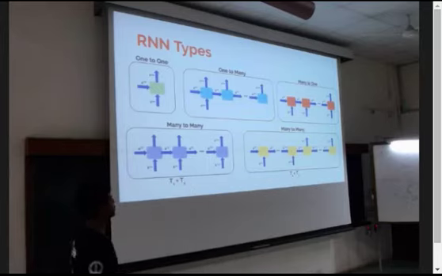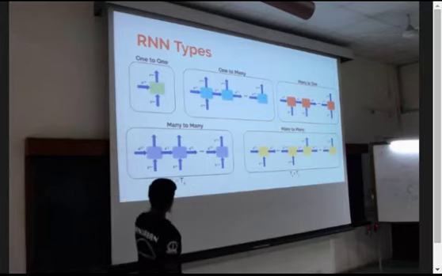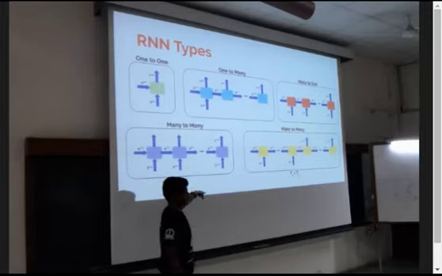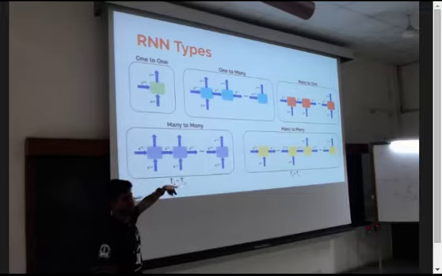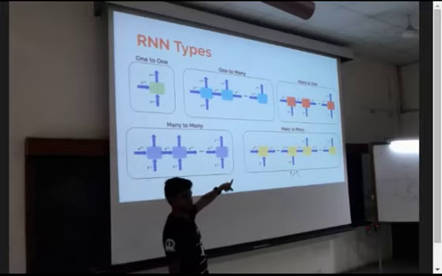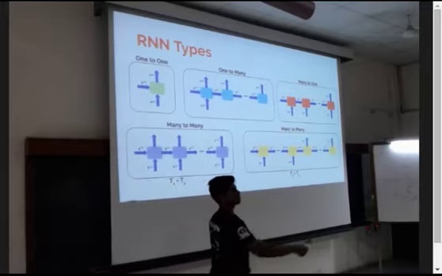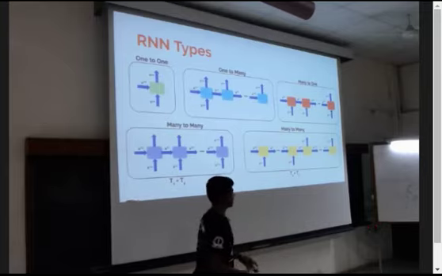Many-to-many architecture has two variations. The first one is where the input length and output length are the same. The next one is where those are different. So this is useful for any application, and the other one is useful for machine translation, where you have different lengths for input and output data.